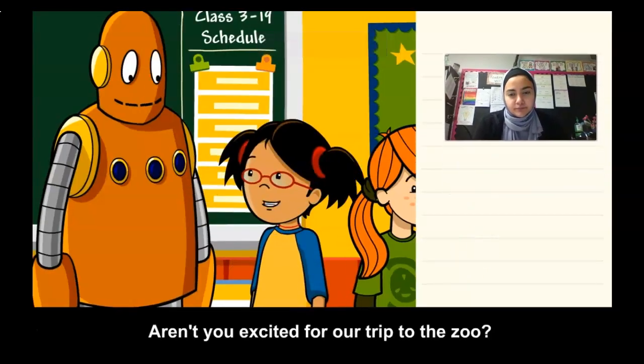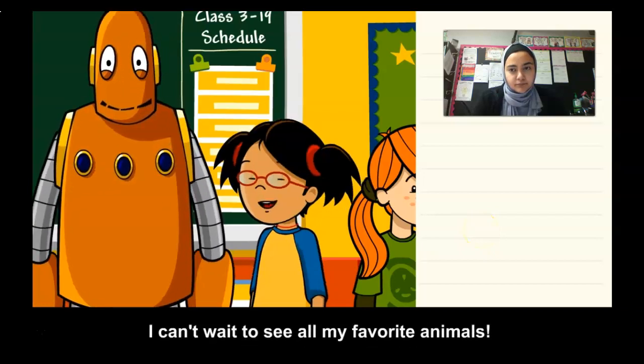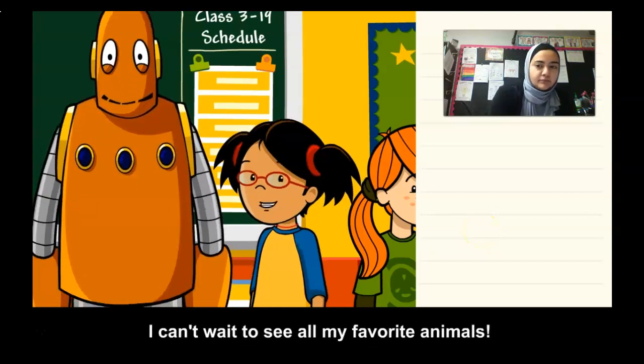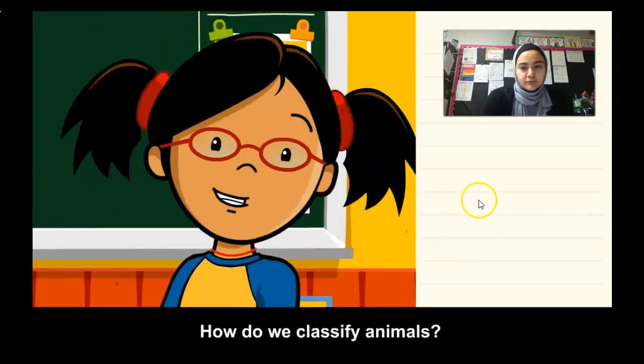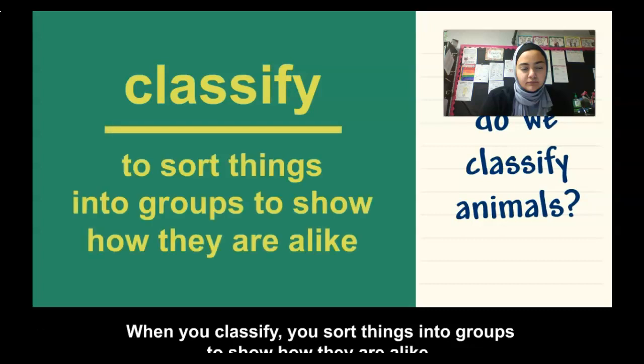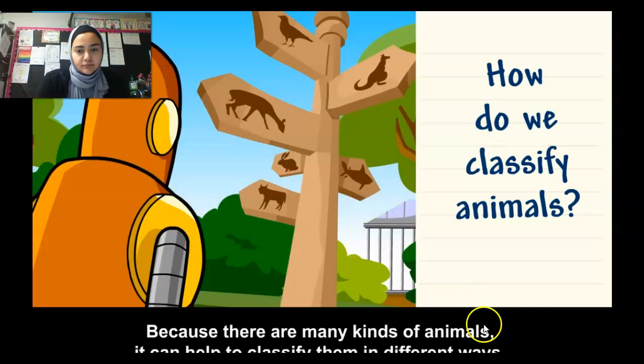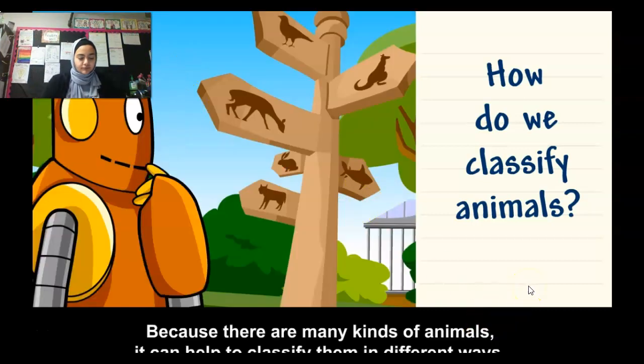Excited for a trip to the zoo? I can't wait to see all my favorite animals. How do we classify animals? When you classify, you sort things into groups to show how they are alike. Because there are many kinds of animals, it can help to classify them in different ways.